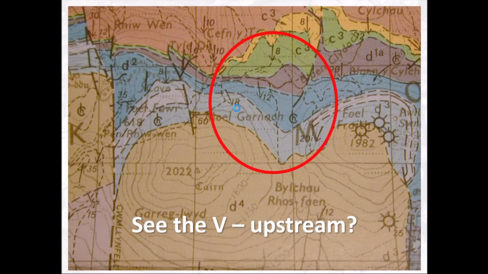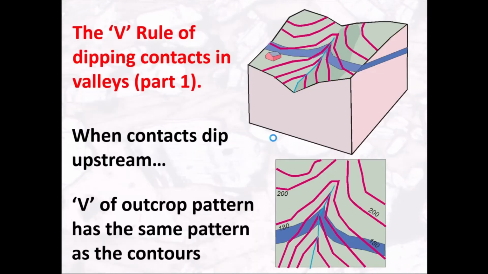If you look closely, you can also see that there are dip arrows telling you the direction of dip, and yes, they're pointing upstream. So this is a good example of where the V rule holds true. That's the first part of it: if your dipping sedimentary rocks are dipping in an upstream direction, then the V that the outcrop makes will point in the same direction as the V of the ground contours.